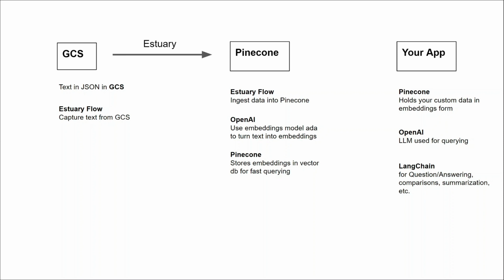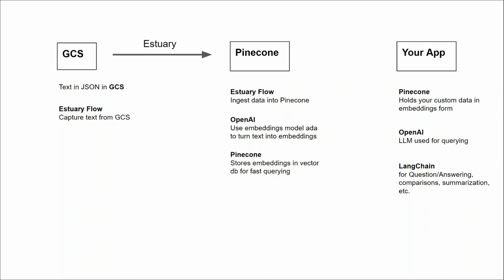Here's a diagram that might help. Let's say you have a bunch of PDFs that make up your custom knowledge base. One solution is to put the text in JSON in Google Cloud Storage, and then you can use Estuary Flow's pre-built GCS connector to capture the text from GCS. Estuary's role is to replicate your data from your source, in this case GCS, to your destination, in this case Pinecone. Now, what's the role of OpenAI and Pinecone in this solution?